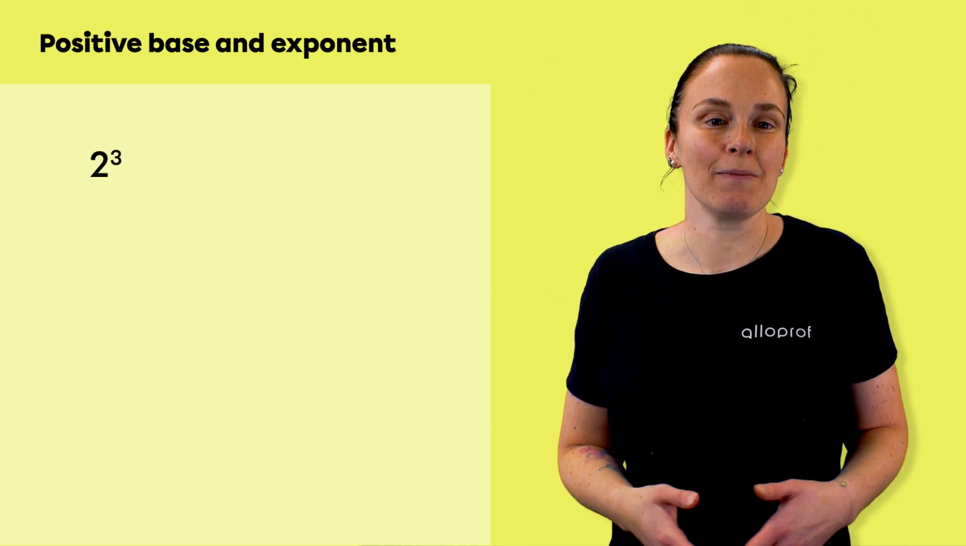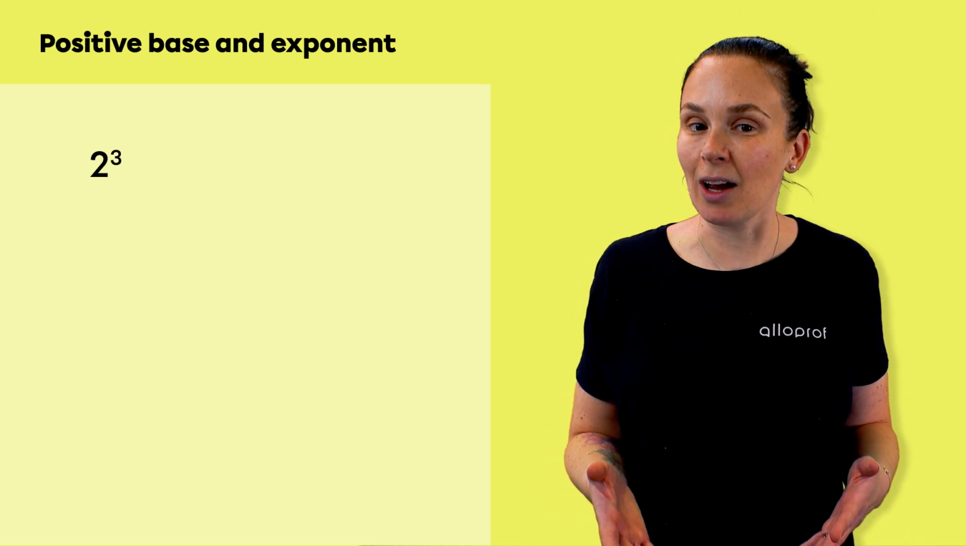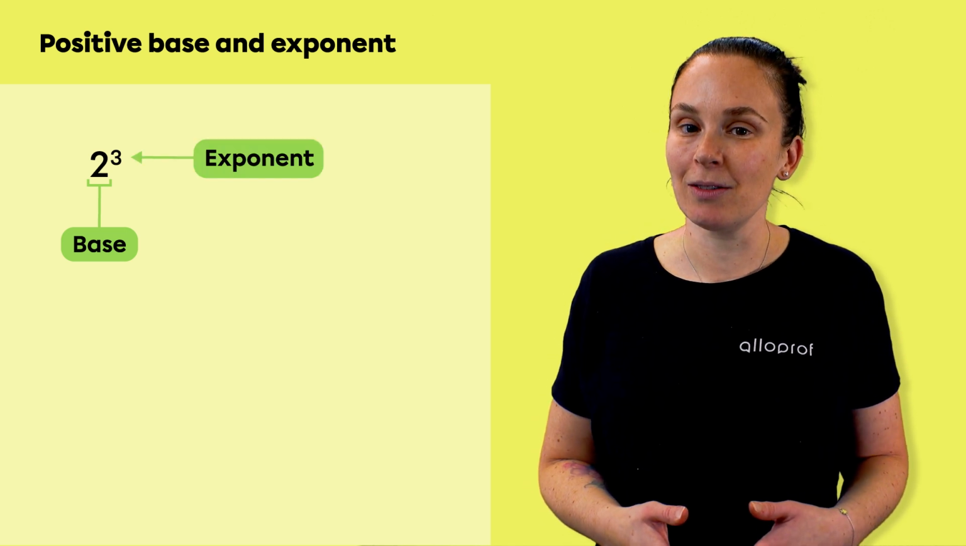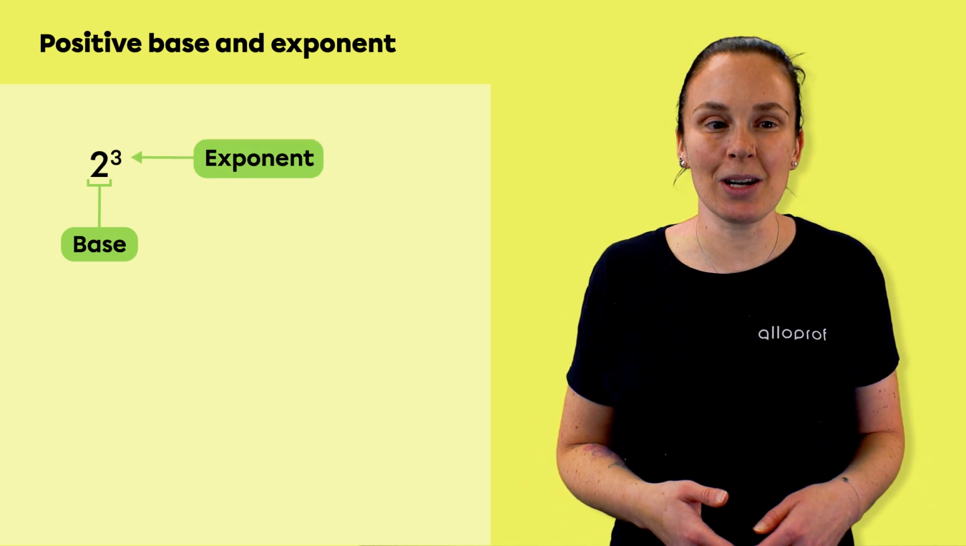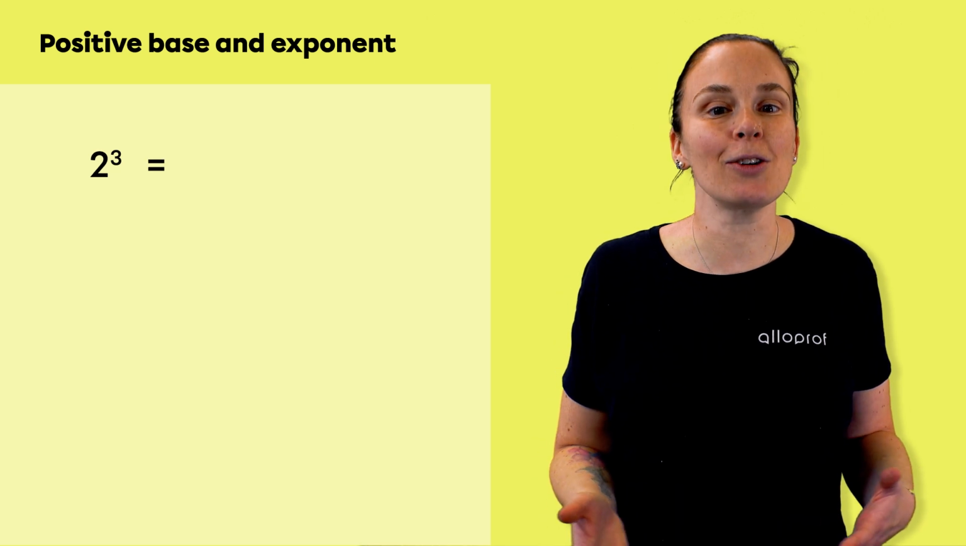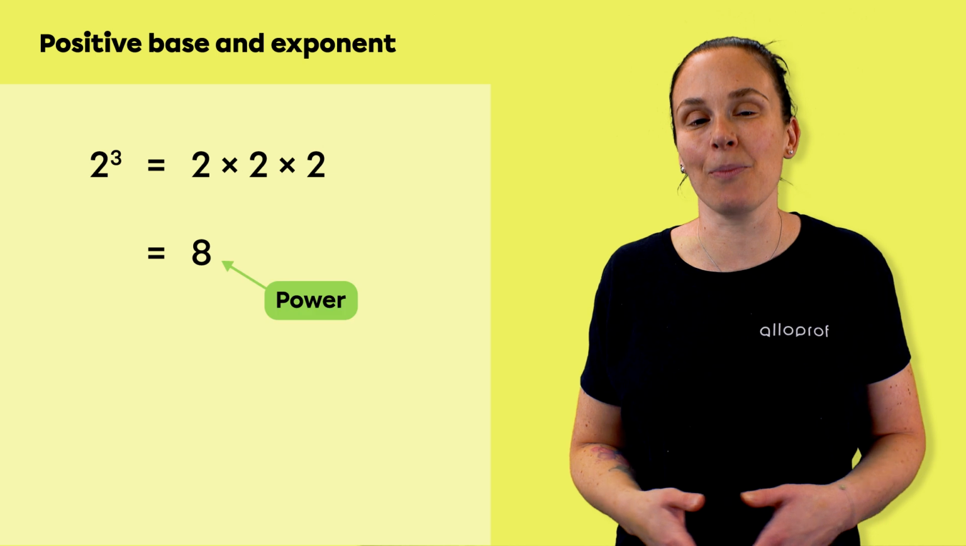2 exponent 3. You might have also heard the expression 2 to the power of 3. It's the same thing. The number 2 is called the base, and the number 3 is called the exponent. The exponent's value represents how many times the base is multiplied by itself. 2 to the power of 3 is equal to 2 times 2 times 2. The answer is 8, and we call the answer the power.